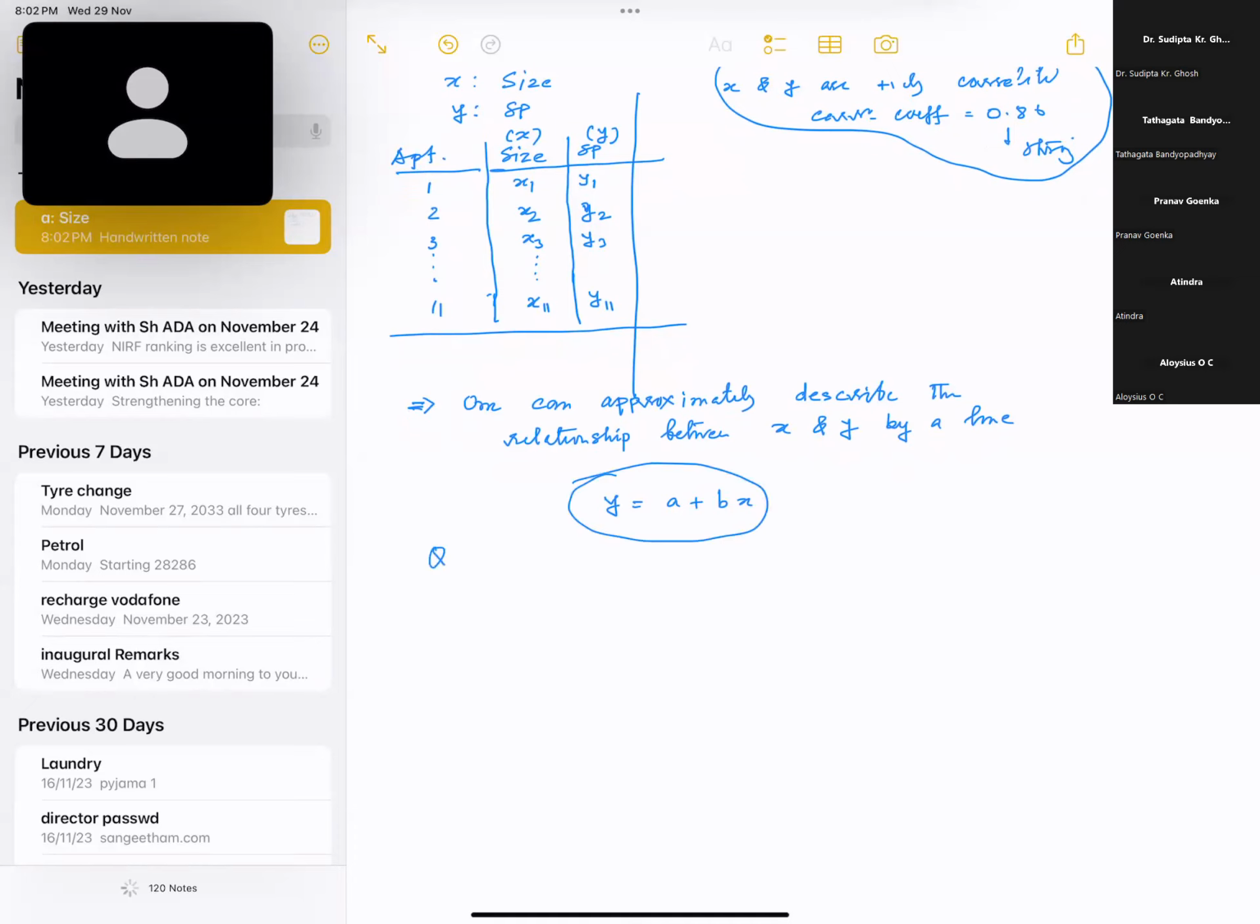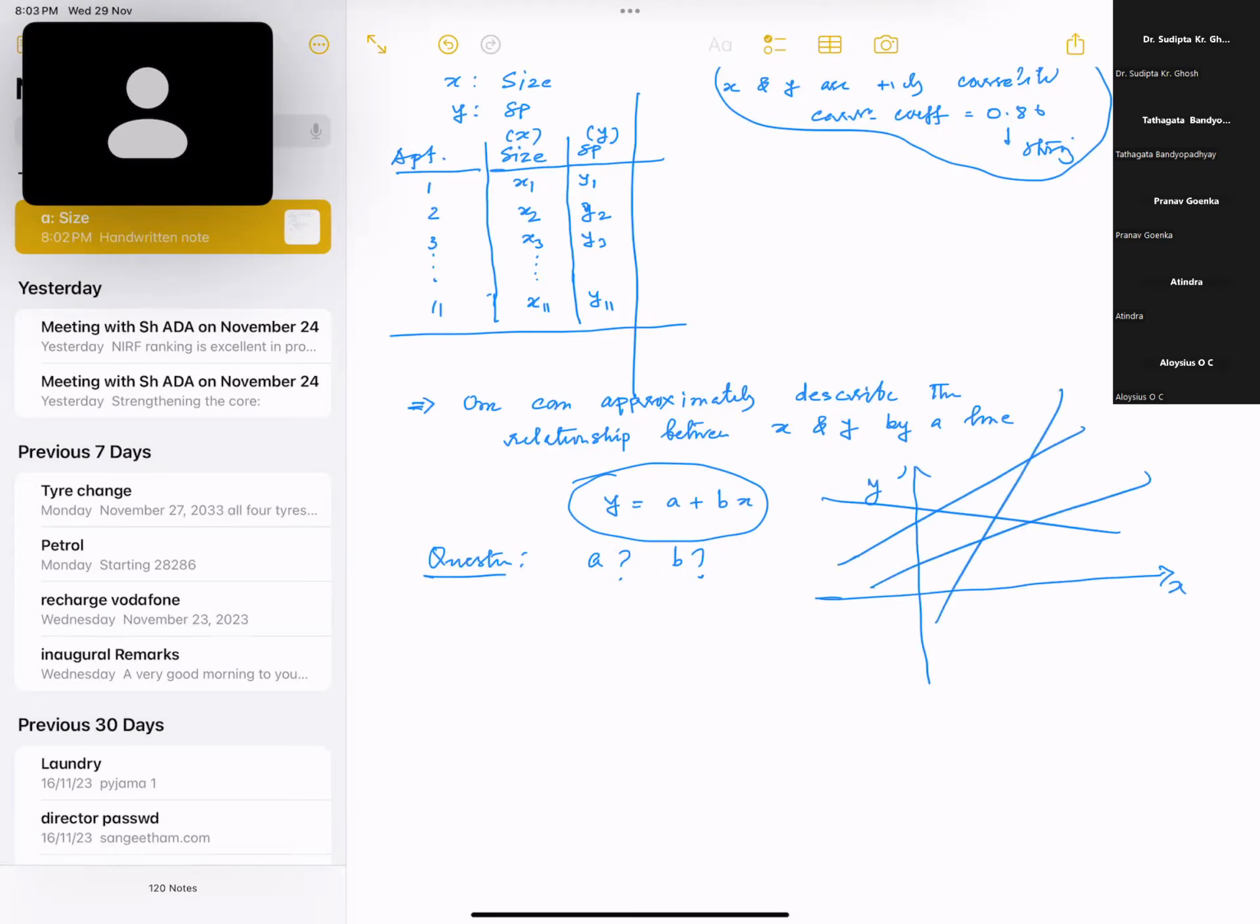Now the question is, what is A and what is B? What are the values of A and B that I will choose? It's a linear relationship, so y equal to A plus bx. But I don't know the value of A and B, and if you change them, you will get different lines. For example, this is x and this is y, if I have a line like this, another line like this, for each of these lines A and B are different because A is the intercept, B is the slope.